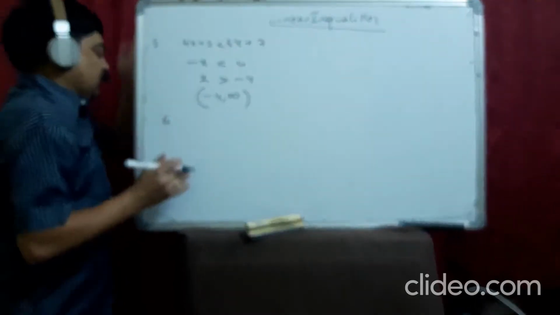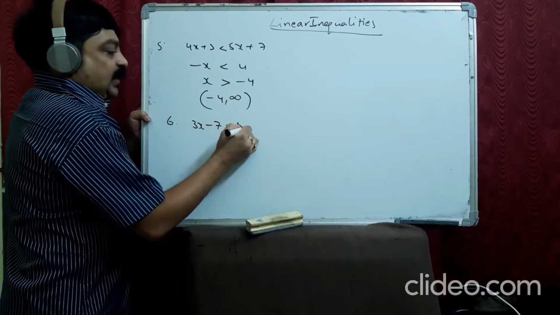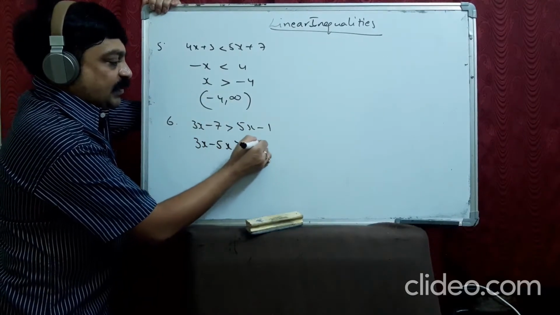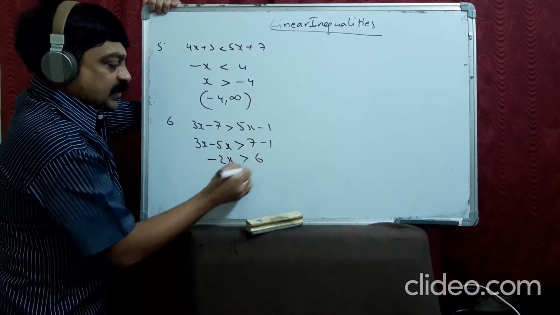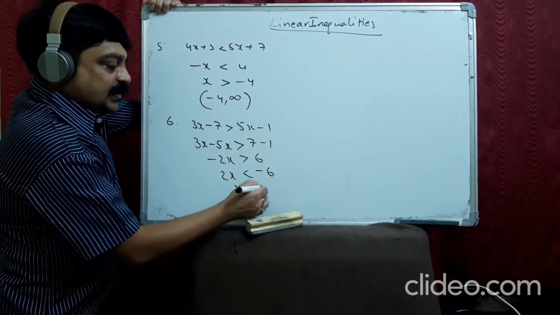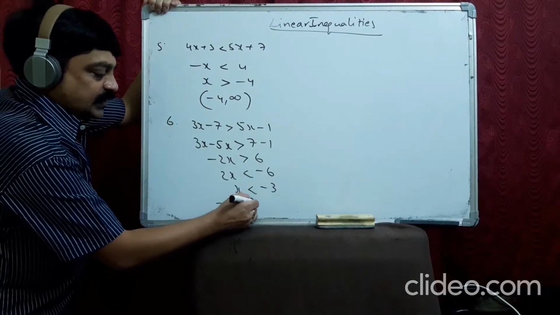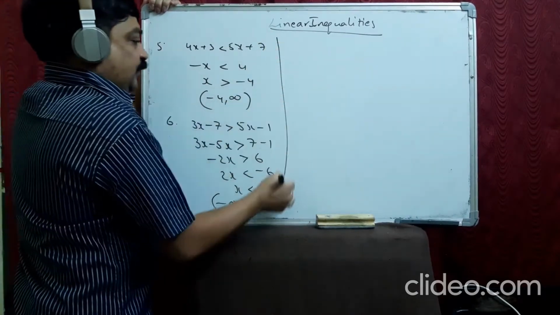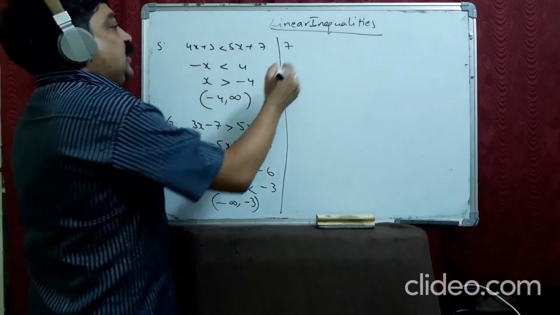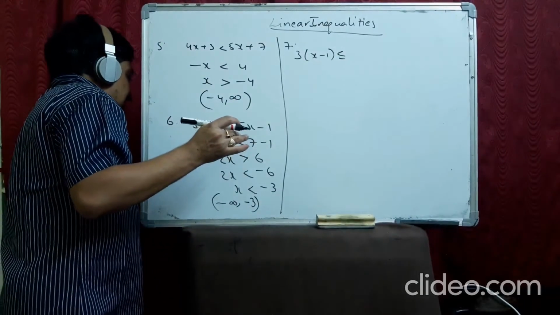Okay? Sixth question: 3x minus 7 greater than 5x minus 1. Bring all x's to one side. 3x minus 5x greater than 7 minus 1, minus 2x greater than 6. Send the minus to the other side, then it becomes 2x less than minus 6. It becomes x less than minus 3. So before minus 3 on the number line, it is minus infinity to minus 3, open. Right? Seventh question: 3 into x minus 1 less than or equal to 2 into x minus 3.